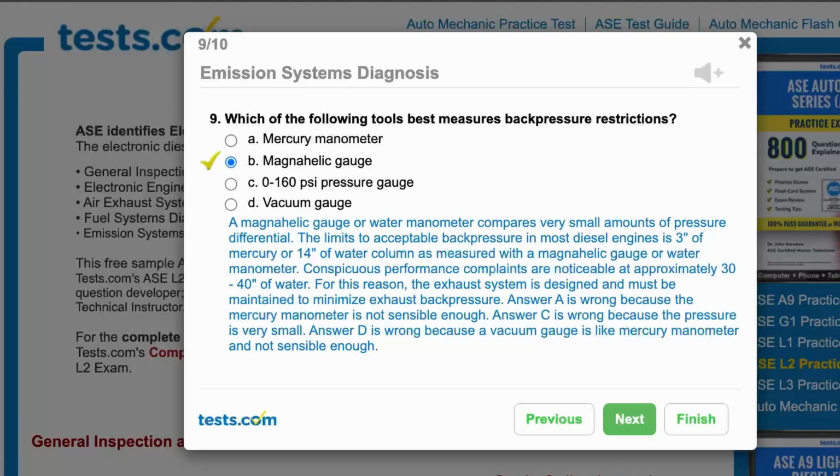Answer A is wrong because the mercury manometer is not sensitive enough. Answer C is wrong because the pressure is very small. Answer D is wrong because a vacuum gauge is like a mercury manometer and not sensitive enough.